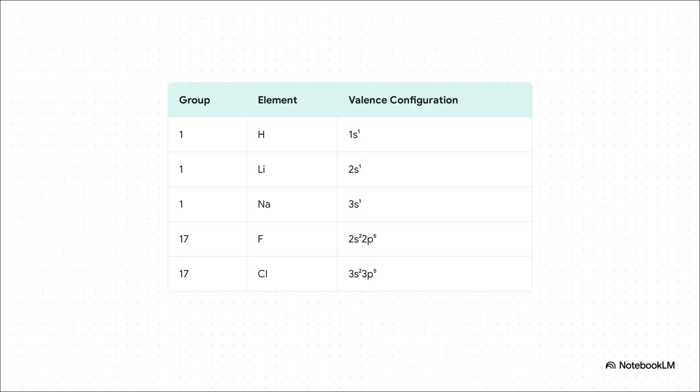And here is the big aha moment. This is the reveal. Just look at the elements in the same vertical column, what we call a group. In group 1, hydrogen, lithium, sodium, they all have that exact same single electron in their outermost shell. And over in group 17, fluorine and chlorine are both just one electron shy of having a full shell. This is it. This is the reason. Elements in the same column act like family because their outer electron configurations are identical. The shape of the table is a map of these electron families.